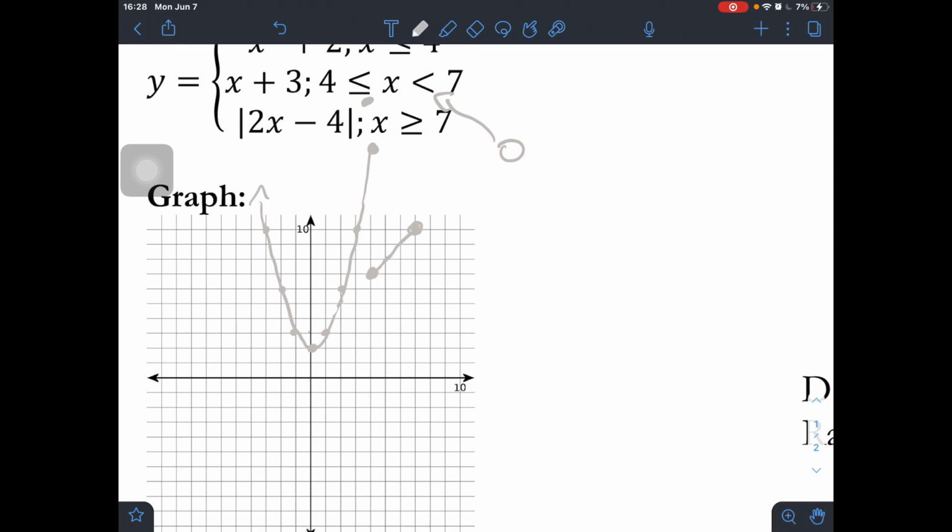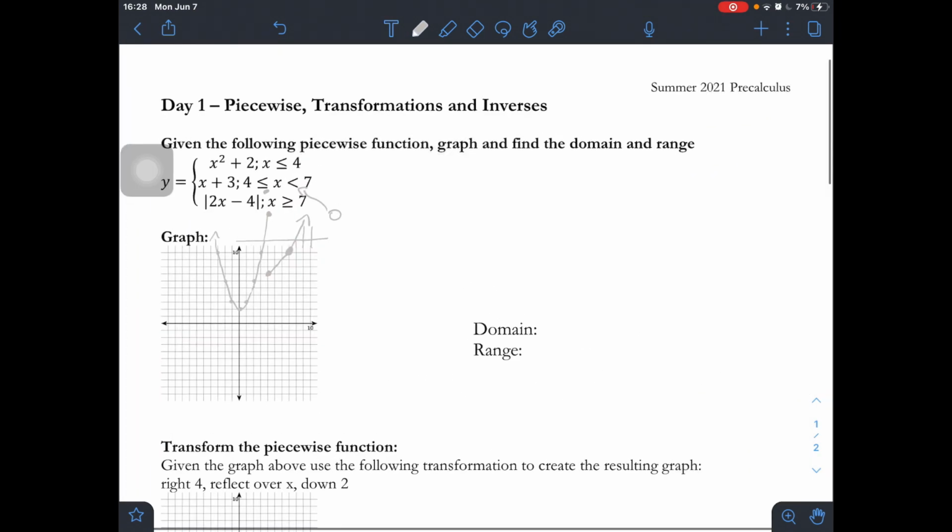And then you can just start like that, and then it can just go like that. Because it's 2x, it has to go at a rate of 2. So it could be like that. Alright, and let's just put an arrow there, and I believe that is it for that.